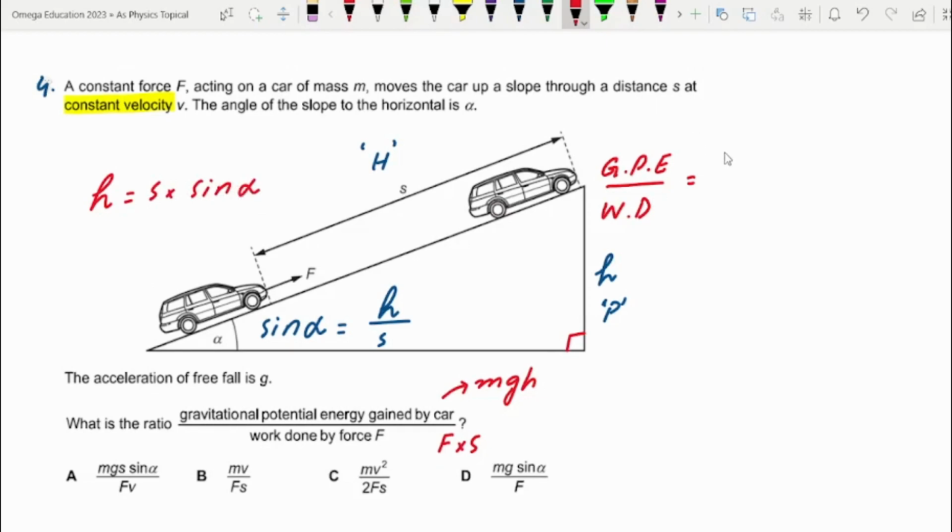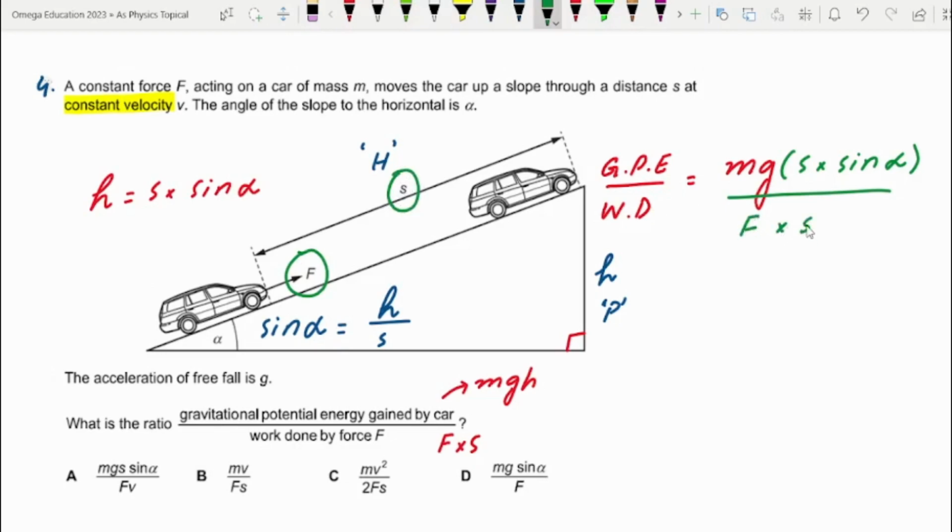So what is the gravitational potential energy gained by the car? mg, and height in terms of the other variables is s times sine alpha. Now divided by, what is the work done by the force? Well, we do have the value of force, and luckily we do have the value of distance covered in the direction of force, which is F into s. So we can do some cancellation here. This is cancelled out by this one. What are you left with? You're left with mg sine alpha divided by F, which is D. So D is the right answer for this one.